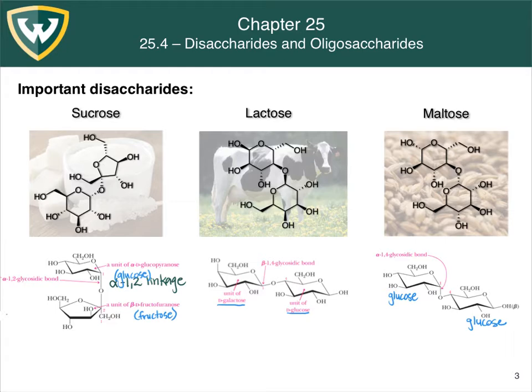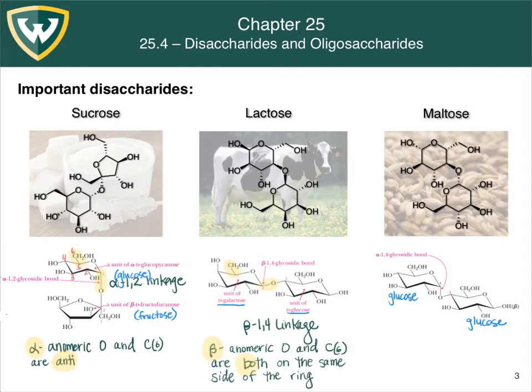Lactose is the principal sugar present in milk, and it has a beta-linked 1,4 glycosidic bond. Maltose derives its name from its presence in malt, which is the juice from sprouted barley and other cereal grains. The alpha linkage here at carbon 1 is attached to position 4, and so this is an alpha 1,4 glycosidic bond.